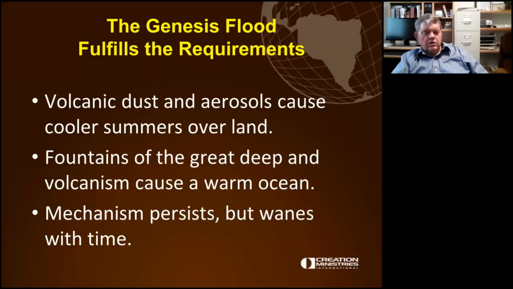Also, the Genesis flood fulfills the requirements. You had a lot of volcanic dust and aerosols just from the end of the flood, and then replenished during the ice age, causing cooler summers over land. The fountains of the great deep and volcanism would cause the warm oceans, which supply a lot more water vapor for the ice sheets, and also, I might add, a lot more water vapor for non-glaciated areas for heavy rain in a lot of spots. And the mechanism would persist, but wane with time as the oceans cooled and the volcanism decreased.